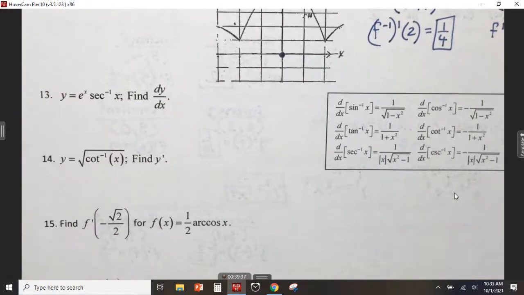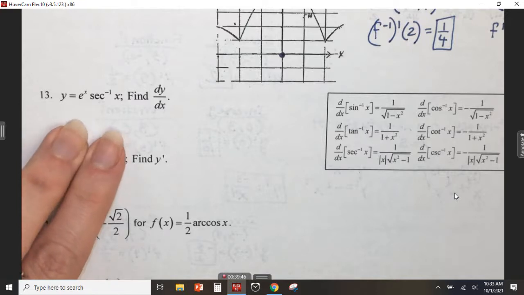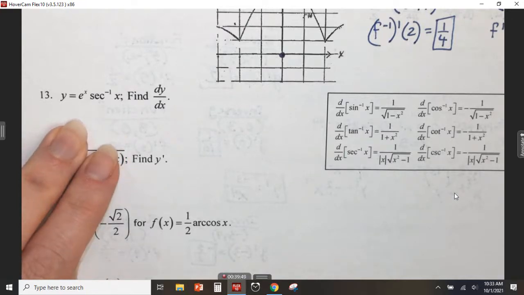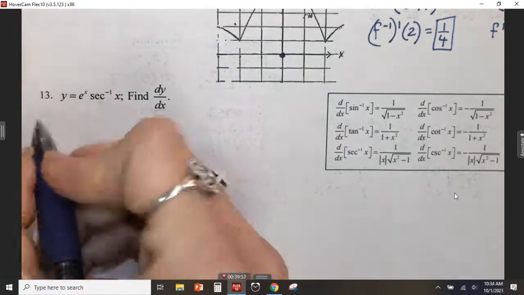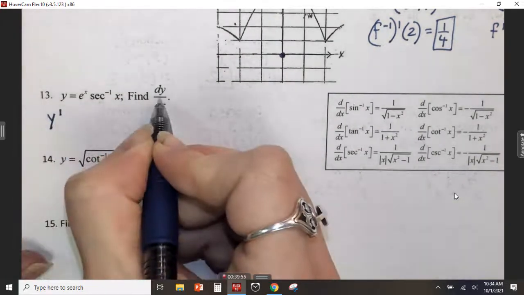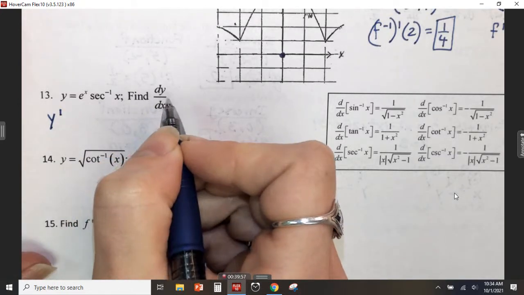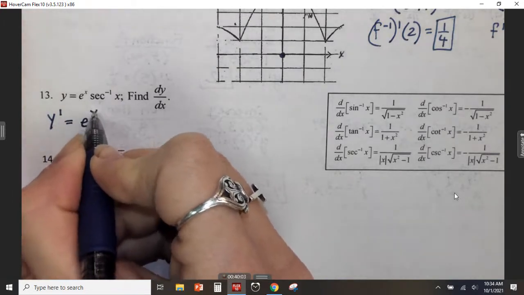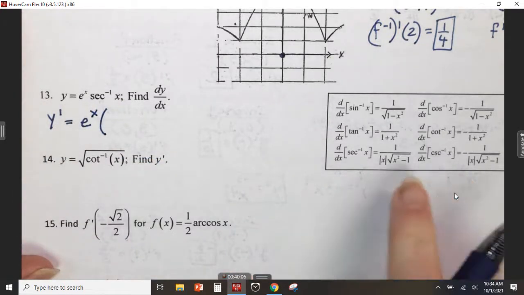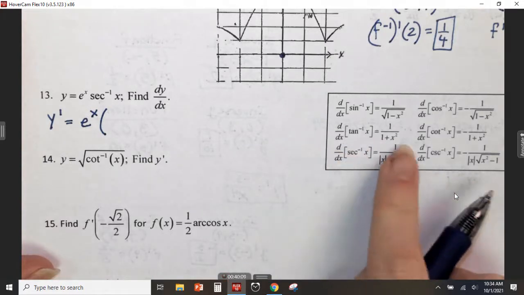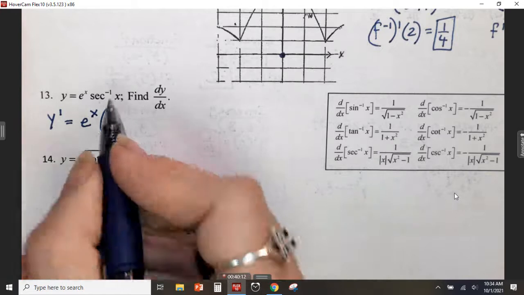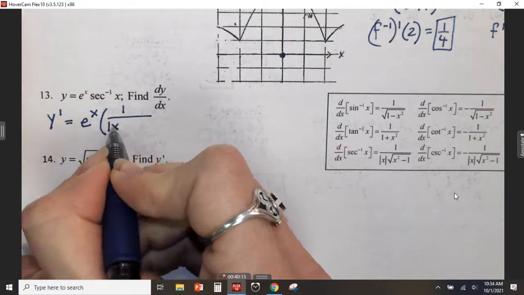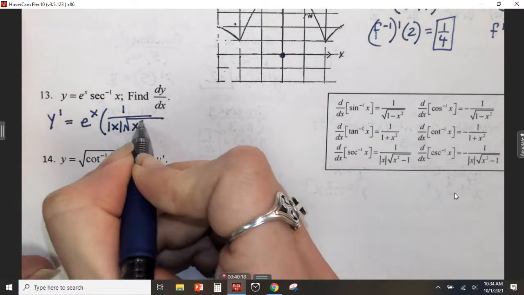The first one says y is equal to e to the x times the inverse secant of x. So this is a problem where we'd have to use the product rule to take the derivative, right? So y prime or dy dx, I guess I probably should have written dy dx since that's what it says to find, but they mean the same thing, equals, I'm going to copy the first function, e to the x, and multiply it by the derivative of the inverse secant of x, which is this bottom left note card. 1 over the absolute value of x times the square root of x squared minus 1.